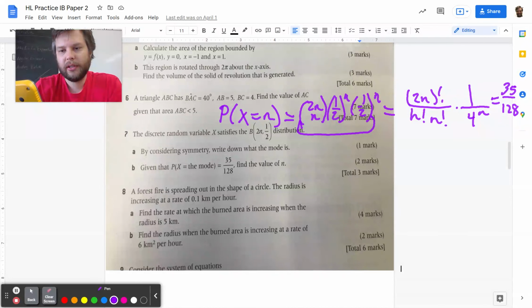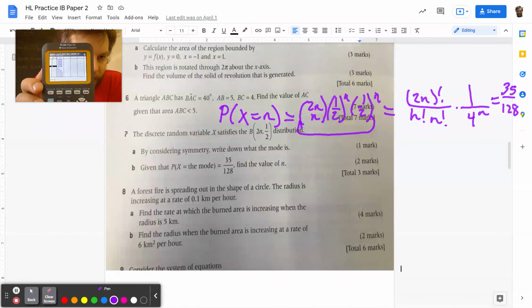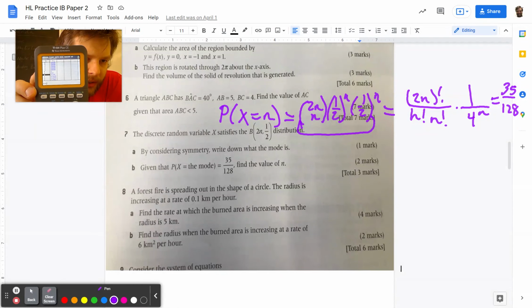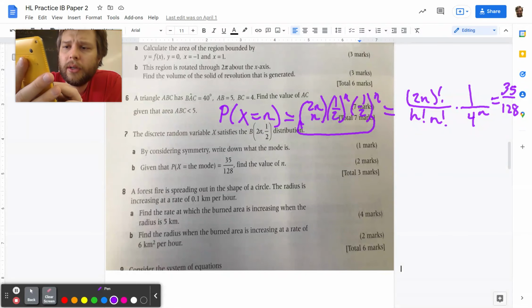And then if you just look at your table, let's see, can we see that? There you go. You can see it's errors for negatives. So you can't have a negative number of trials. If you have 0 trials, you'll just get 1, and you're just working down until you get 35 out of 128, and so that's close to a quarter. So either n equals 4 or n equals 5.